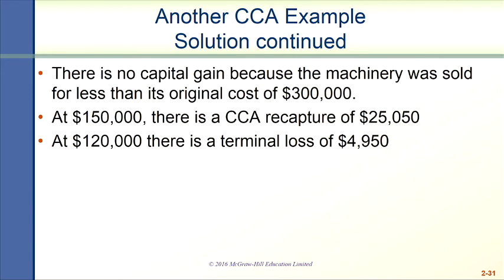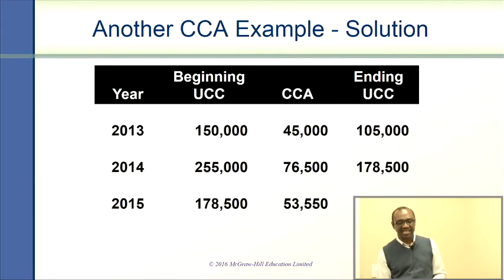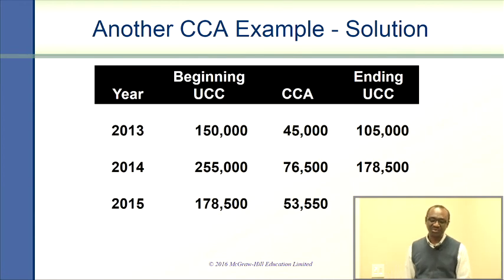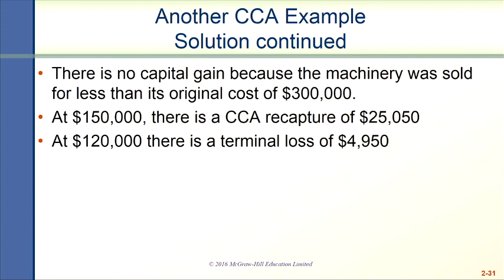Now, based on this, we're told that at 150 we have a recapture. So we sold the asset for 150, whereas the ending UCC was 124,950, which means we have a recapture of 25,050. With that situation, we have a tax liability, which will be payable on the gain of 25,050.